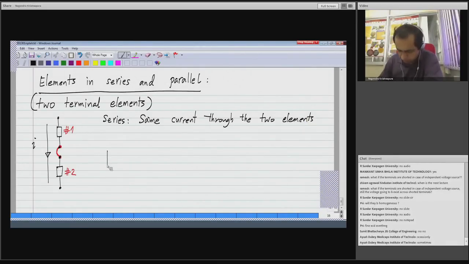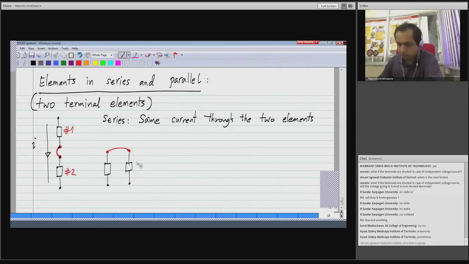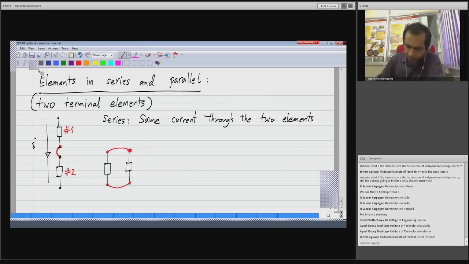Similarly, what happens in a parallel connection is that one terminal of the first element is connected to one terminal of the other element, and also the other terminals are connected together. Okay, basically one terminal of each element is connected to one terminal of the other element, and also the other terminals are connected together. And what it enforces is an equal voltage across the two elements.